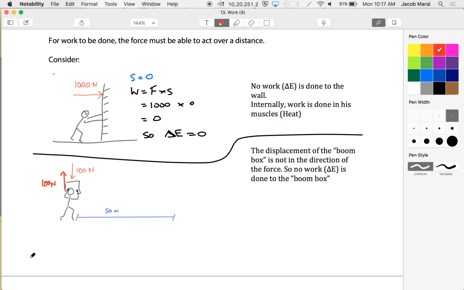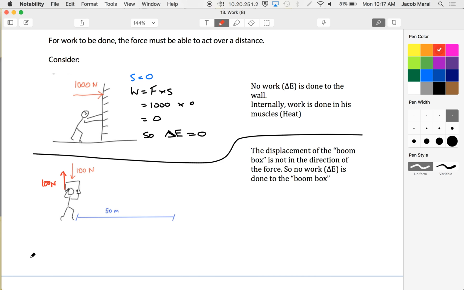Now, imagine that I'm not speeding up and I'm not slowing it, because as I speed up, then yes, it does gain energy. So just imagine I'm walking at a constant speed, 50 meters. But I'm applying a force that way, but I'm moving that way. And this is an important thing.